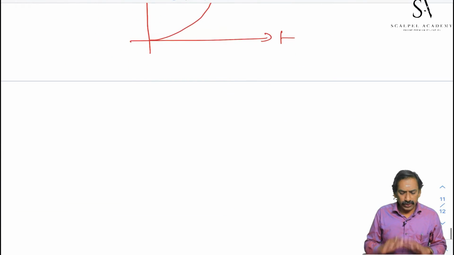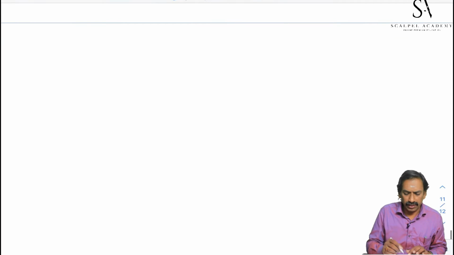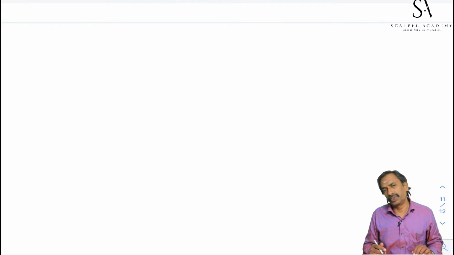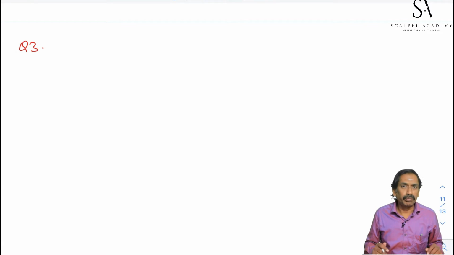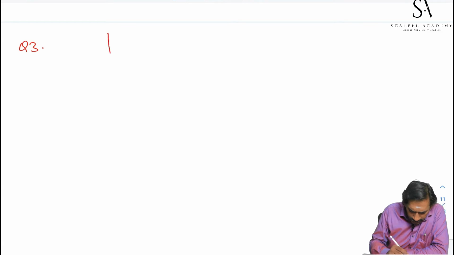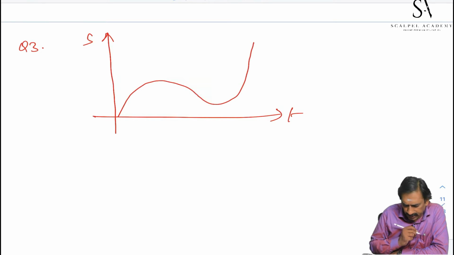Okay, student, based upon these equations and concepts we learned, we are going to solve problems. Question number 3. Already we have solved 2 problems. A stick graph of a particle is shown in the diagram. Start from origin, goes like this.